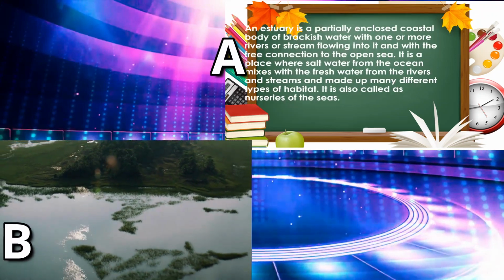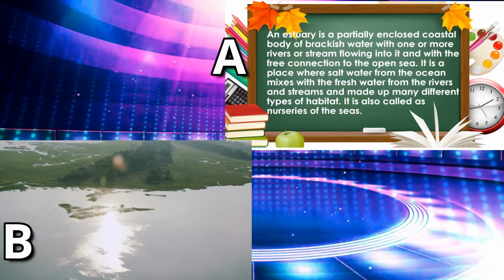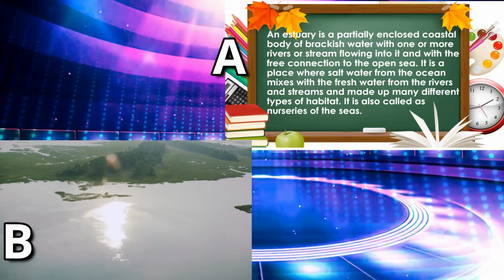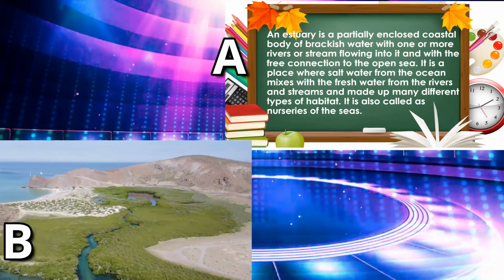Estuary is a partially enclosed coastal body of brackish water with one or more rivers or streams flowing to it, and with free connections to the open sea.